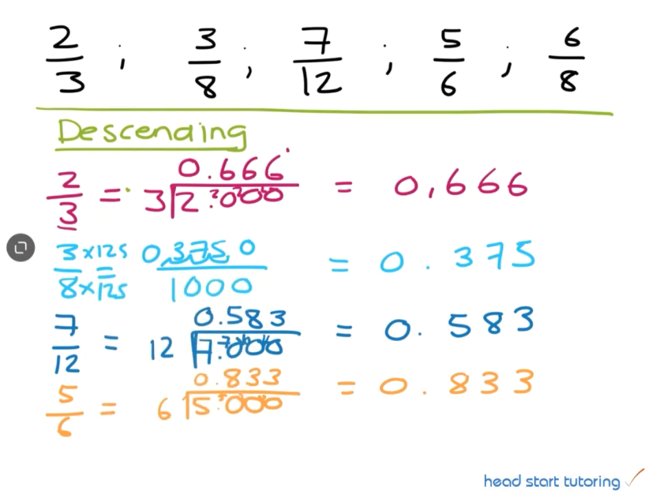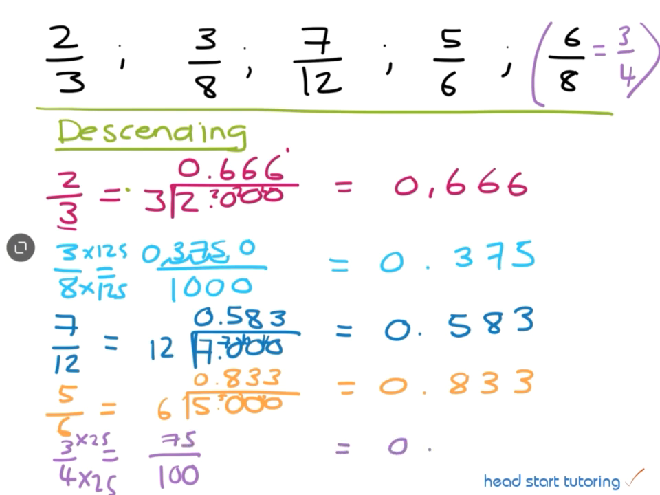Right, let's squeeze in our 6 over 8, but remember our 6 over 8 is equal to 3/4 because we've simplified that. So 3/4, we should know this off by heart, but with 3/4 we can multiply our 4 by 25 to get 100, and then we multiply our 3 by 25 to get 75, and we end up with 0.75. We can put in a 0 there so that we've also got 3 decimal places in our 3/4 as a decimal. Right, and now all we need to do is compare our decimals.